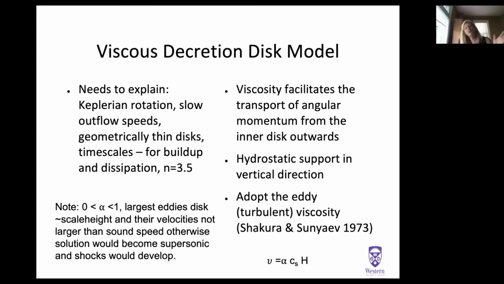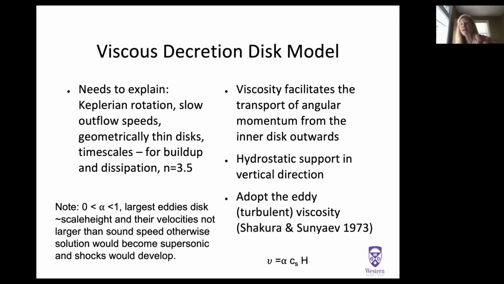So, the viscous disk model. I didn't want to bring up a lot of equations because that's kind of dull, but I thought I'd tell you the key pieces. The viscous decretion model, like the accretion model, is developed with some simplifications of the Navier-Stokes equations. We have a thin disk. We have Keplerian rotation, and of course, any model that you develop has to explain all these things.